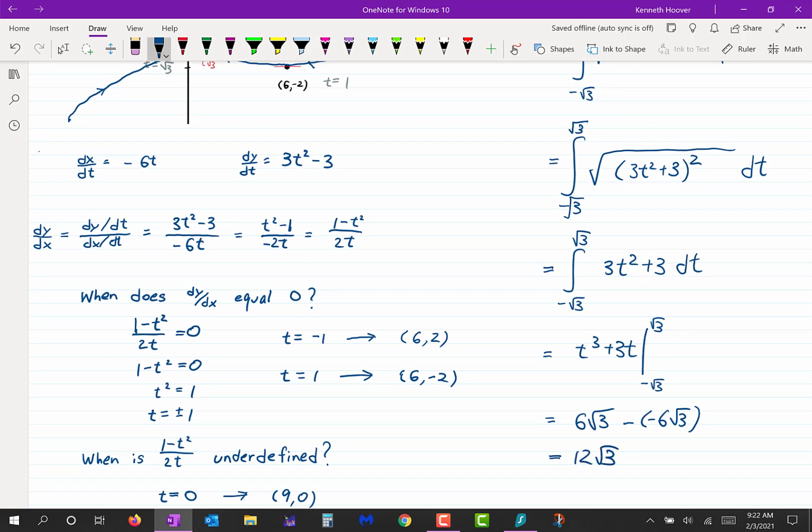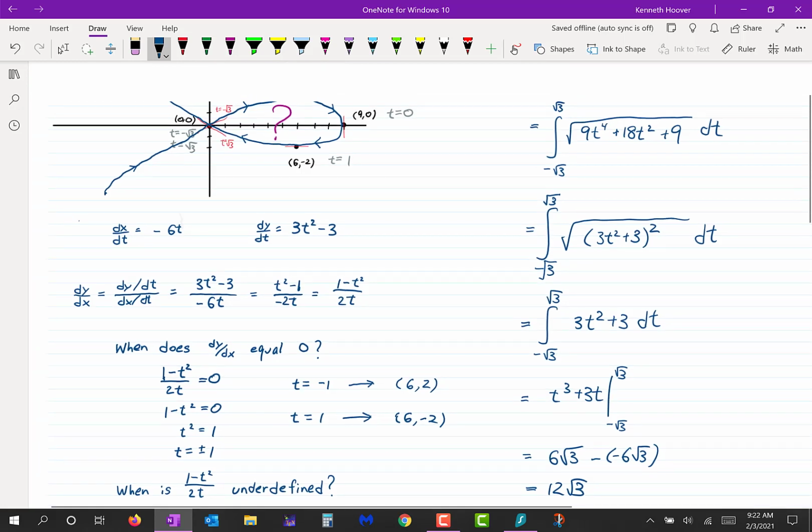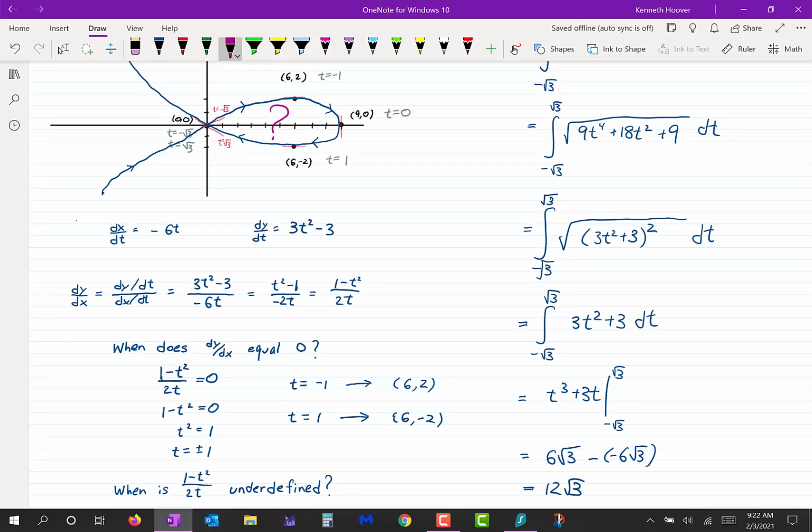That's the length. That's the length around this loop. Is 12 root 3 units. That's approximately 20.7 units of length. Okay?